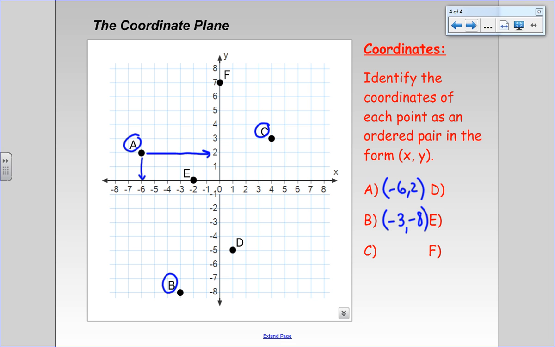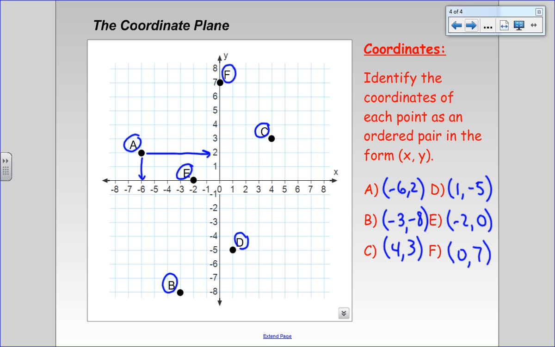Point C is located at 4 along the x-axis and 3 along the y-axis. Point D is located at 1 on the x-axis and -5 on the y-axis. Note that point E is actually on the x-axis. It has an x-coordinate of -2, but since it's on the x-axis, it has a y-coordinate of 0. And finally, point F, located on the y-axis, has an x-coordinate of 0 and then a y-coordinate of 7. So it's represented by the ordered pair (0, 7).